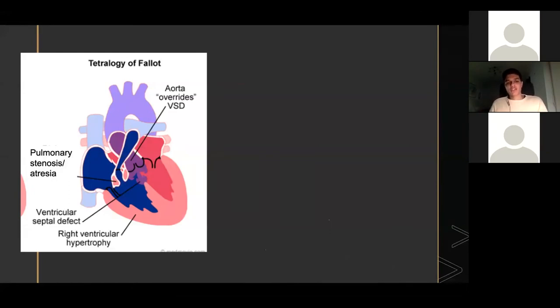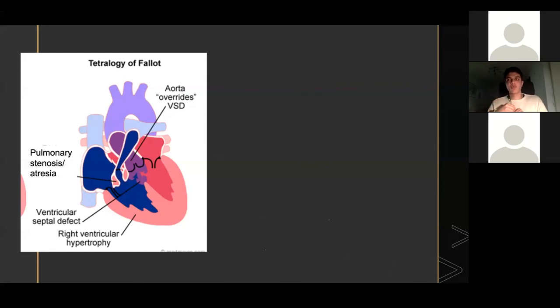So you have a pulmonary stenosis or an atresia of the valve. Atresia means a failure to form of the valve. You have a right ventricle that is struggling because it can't output anything. This doesn't allow the ventricular septum to develop in a healthy way. So you get a ventricular septal defect. The aorta overrides that VSD. And as a result of this huge right ventricular strain early in life, you get right ventricular hypertrophy. Does that make sense? Everything kind of leads on from one.